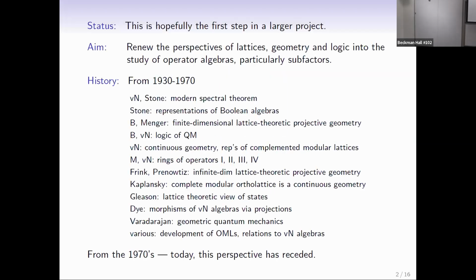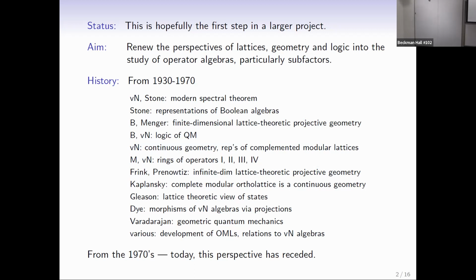So this is hopefully the first step in a bit of a larger project. And the real aim that I have is to renew the perspectives of lattices, geometry, and logic in the study of operator algebras, and in particular in something called subfactors.